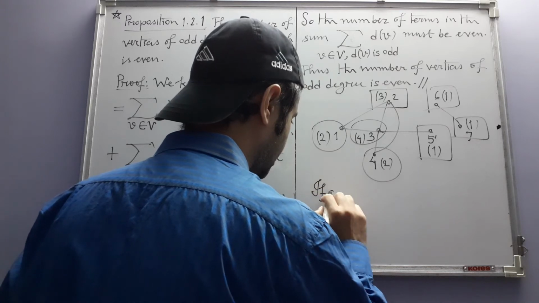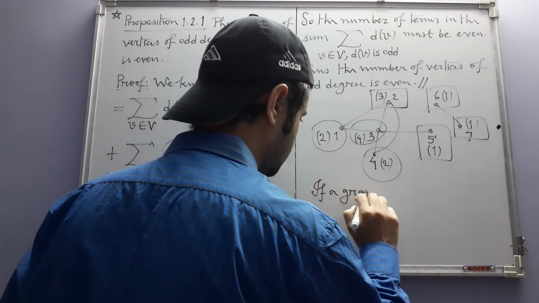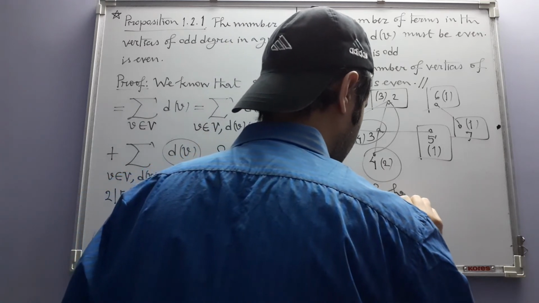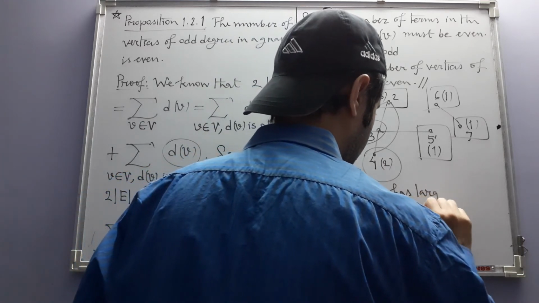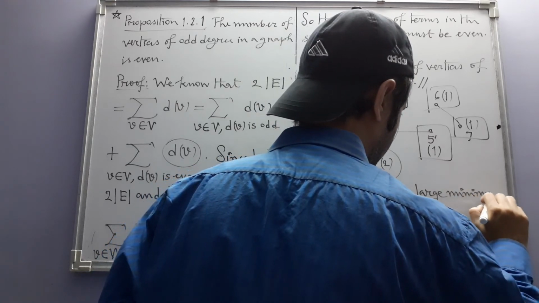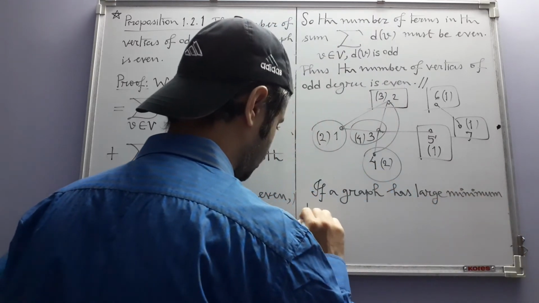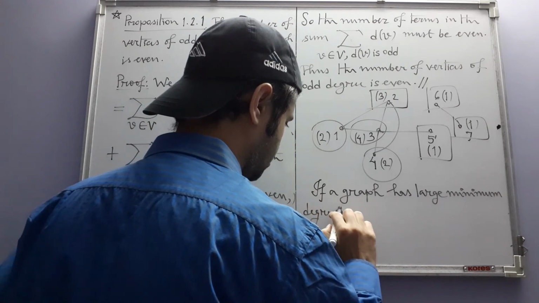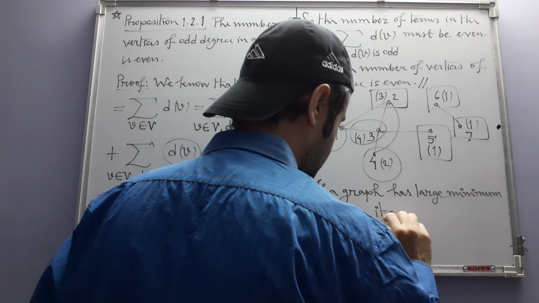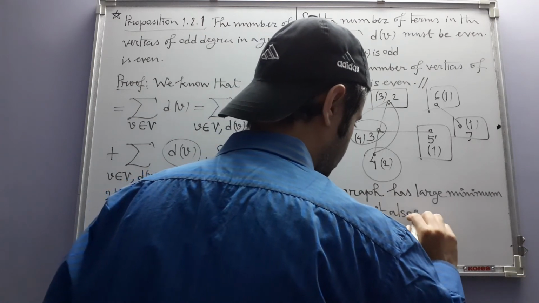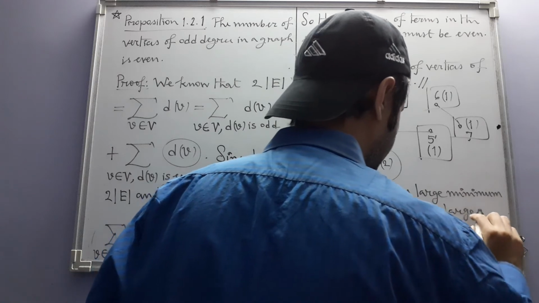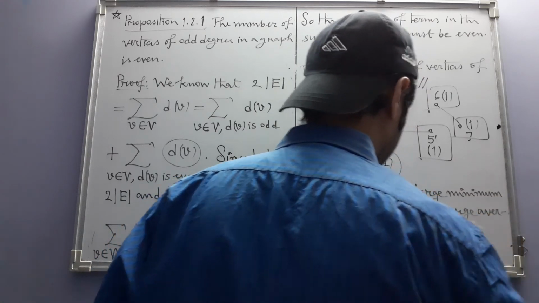If a graph has large minimum degree, then it also has large average degree.